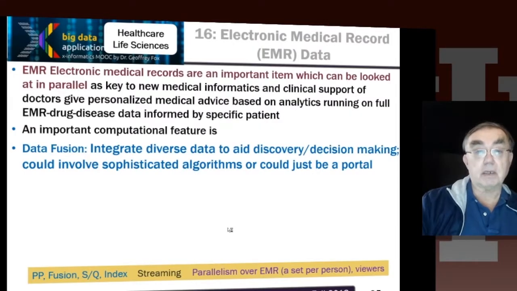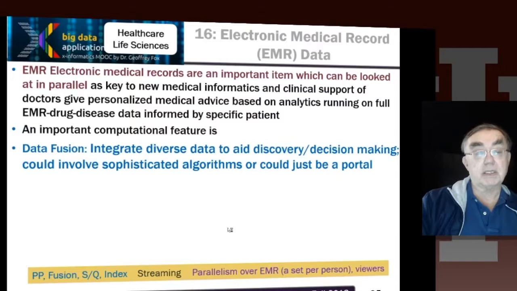So this particular use case 16 introduces a couple of important concepts in its classification. Electronic medical records is a very important item which we do parallelism over. It's interesting to note that the EMRs have one key feature, which is the patient. And being able to collect together all the information for a given patient is pretty important. And sometimes the parallelism will not actually be over individual electronic records, but rather over all of those records associated with a particular patient.